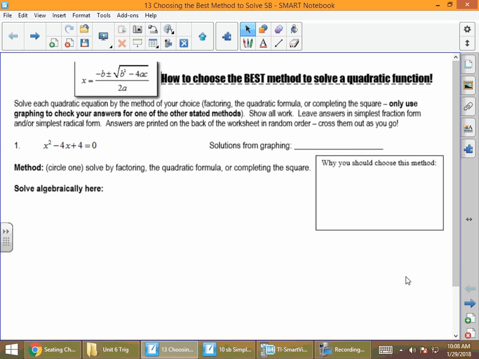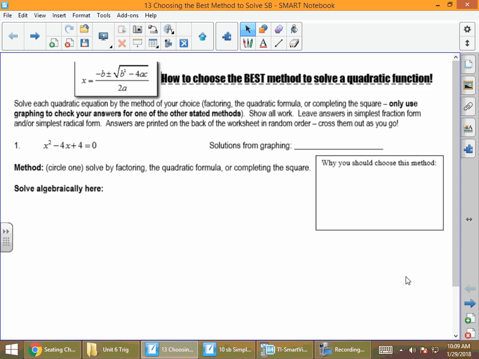But as we take a look here at the first method, I would like to tell you the way I look at this. I always look and see, can I factor x squared minus 4x plus 4 in this case? And if the answer is yes, then I go ahead and factor. And if the answer is no, then I look to see which is my other method.